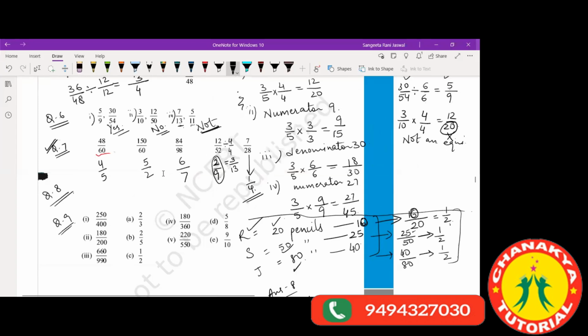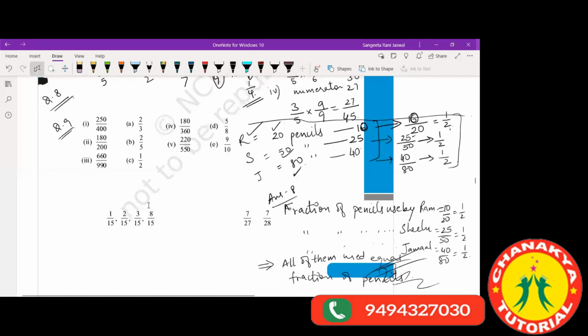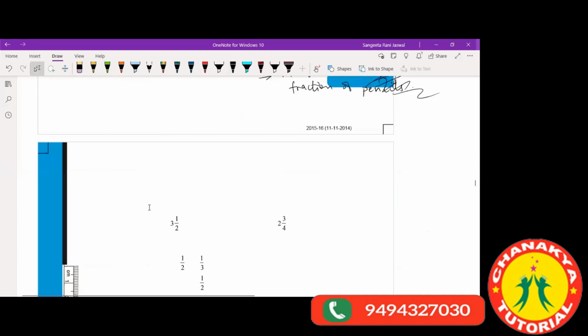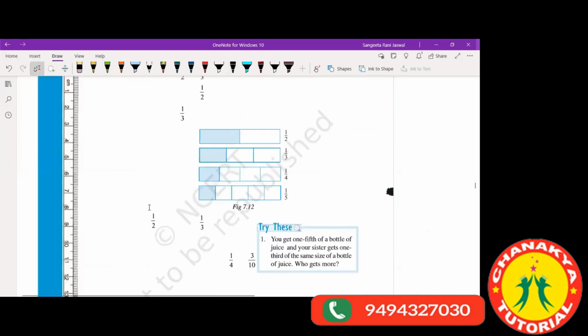Okay, let's see the next question. This is match the equivalent fractions and write two more fractions for each. So can you do this matching question for homework, Neha? Yes, ma'am. This is just to match the fraction with its equivalent. Yes, ma'am. Question number 9 for homework.